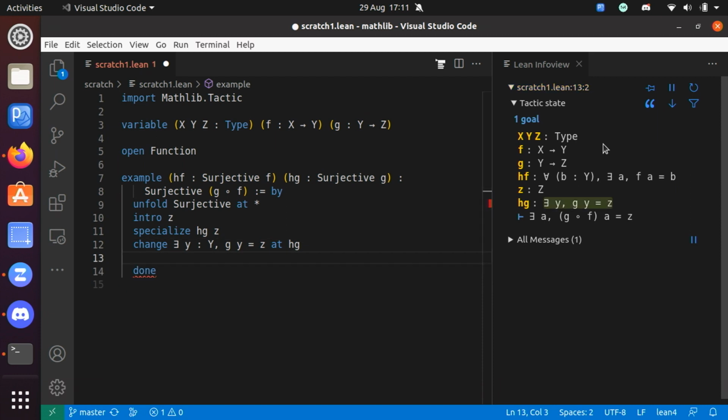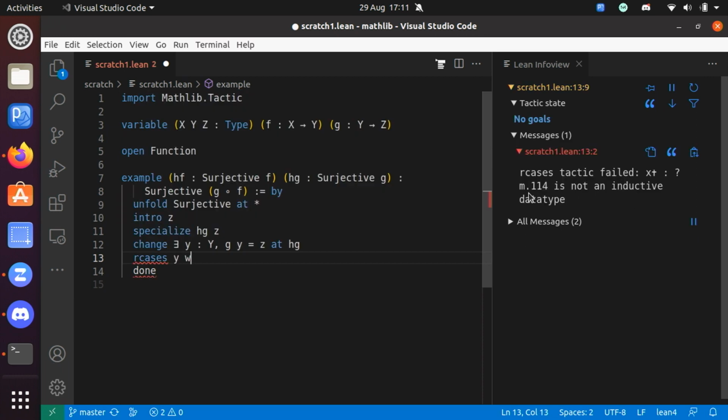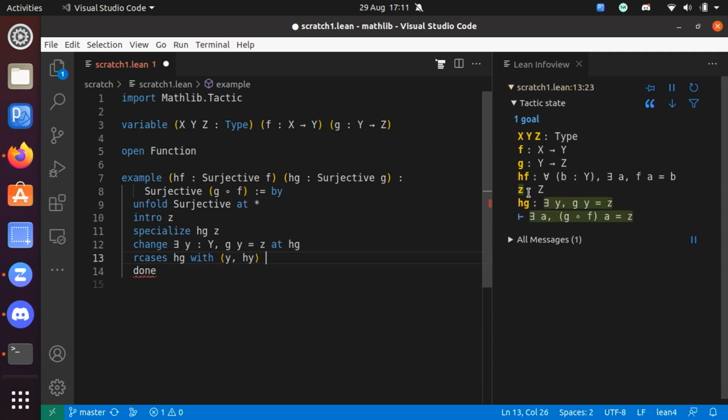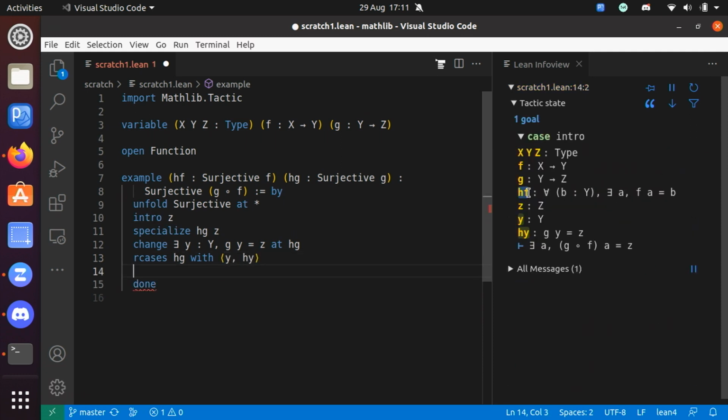Look, now I've got a y. But I don't actually have a y. I've got a z, right? I've got that orange letter z, so I've clearly got a z. I don't actually have the y. I just have a theorem that says that there exists a y, so we need to get the y now. So let's get that y. Our cases is hg, with a y and hy. How about that? So there we go.